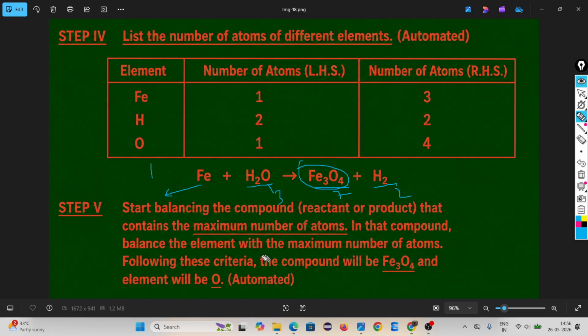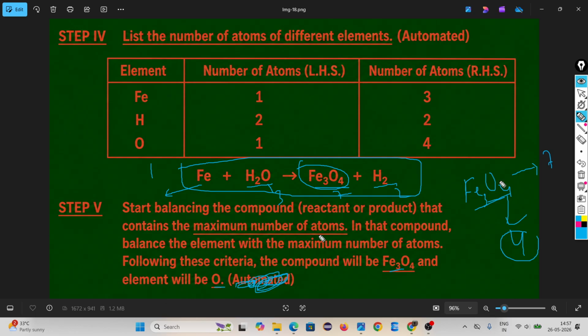In that compound, balance the element with the maximum number of atoms. In this entire skeletal equation, Fe3O4 has the highest number of atoms, that is 7. In this compound also, oxygen is highest. Following this criteria, the compound will be Fe3O4 and the element will be O. So first we have to balance the O.